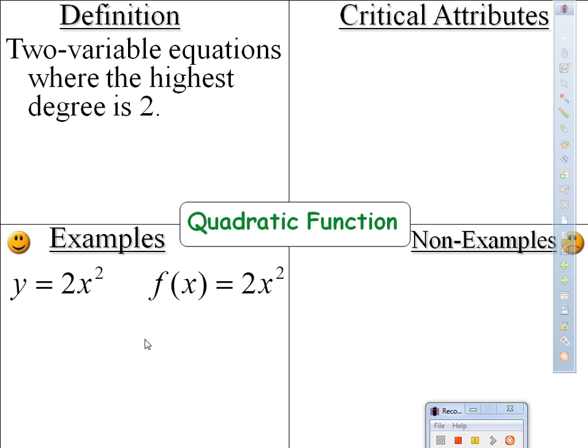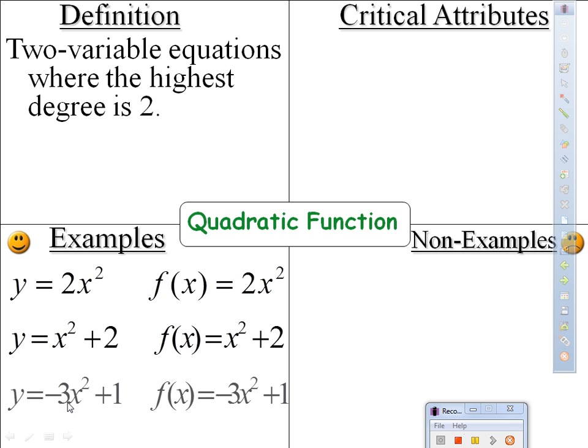Let me show you another one. y equals x squared plus 2. This is f of x equals x squared plus 2. Let me show you another one. y equals negative 3x squared plus 1. This is f of x equals negative 3x squared plus 1.